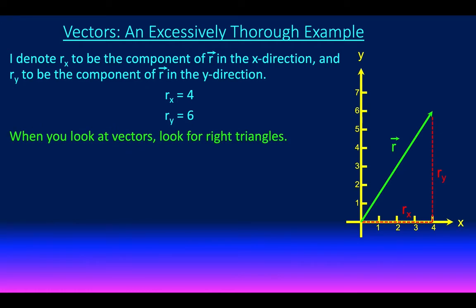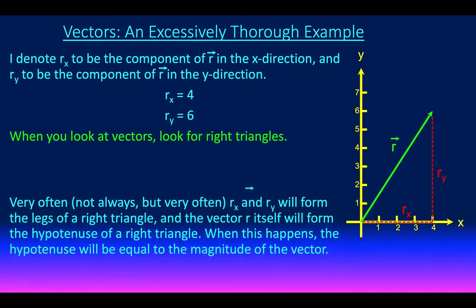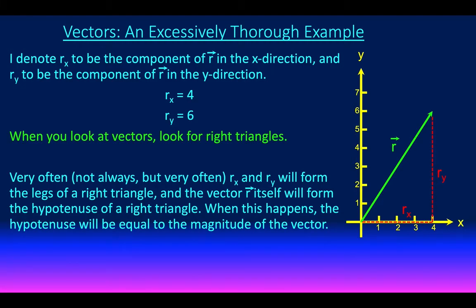When you look at vectors, I would say look for right triangles contained within those vectors. This could be a very useful tool to help you work with vectors. Very often, not always, not 100% of the time, but very, very often, Rx and Ry will form the legs of a right triangle, and the vector r itself will form the hypotenuse of a right triangle. When this occurs, the hypotenuse will be the same as the magnitude of that vector.